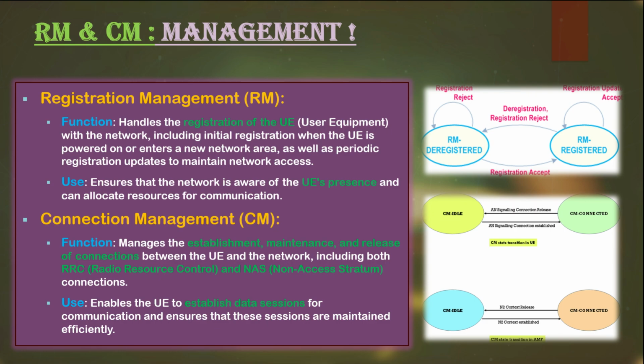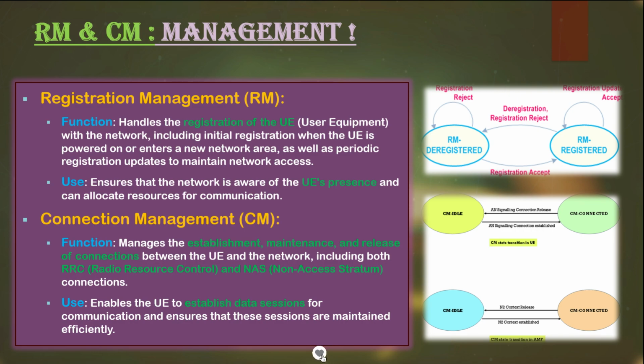Let's talk about registration management and connection management. As is clear from the name, registration management starts the registration of the UE with the core network. After the UE registration is complete, the core network will have all the valid location and routing related information of the user. Once the registration is done, it is called RM registered mode, else it is RM deregistered.